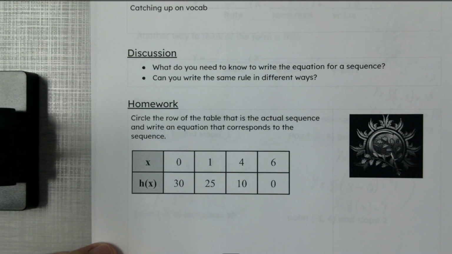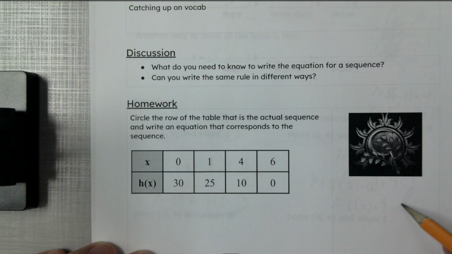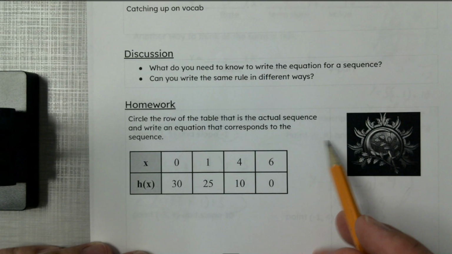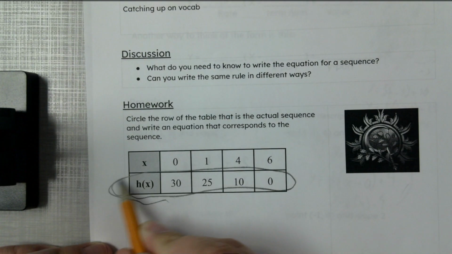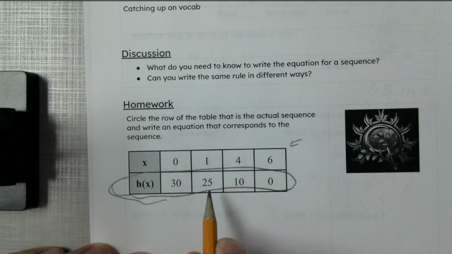What we're looking at here is a sequence on a table, and I'm asking you a couple questions about it. So first, I want you to circle the row of the table that is the actual sequence itself. Okay, so this is an easy start. The actual sequence itself is the y stuff, it's the actual values. This right here is just the term numbers, so this is my actual sequence.